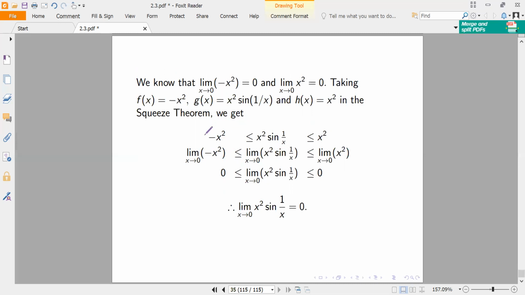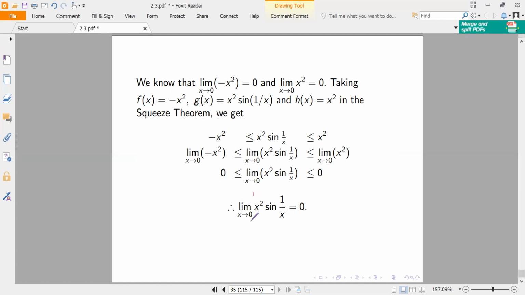Now we can evaluate the limit as x approaches 0. It's a polynomial, so we can use direct substitution to get 0. Same thing for x squared, we can use direct substitution, the limit of x squared also goes to 0. So our limit as x approaches 0 of x squared times sine 1 over x is squeezed between 0 and 0. From that, by the squeeze theorem, the limit of x squared times sine 1 over x as x approaches 0 equals 0. So that's how we use the squeeze theorem.